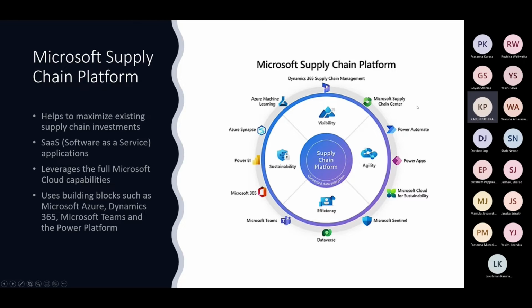So when we go into the Microsoft Supply Chain Center, I'll show you where the data is. Data is back in the Dataverse environment, and then you can bring that data back into your Azure Synapse, and then to reporting, and you have Microsoft Cloud for Sustainability to help you report on the sustainability aspect as well. So this is actually a software as a service application, and it is leveraging the full Microsoft cloud capabilities, and it uses the building blocks that we were discussing earlier: Microsoft Azure, Dynamics 365, Microsoft Teams, Power Platform, as well as Office 365.